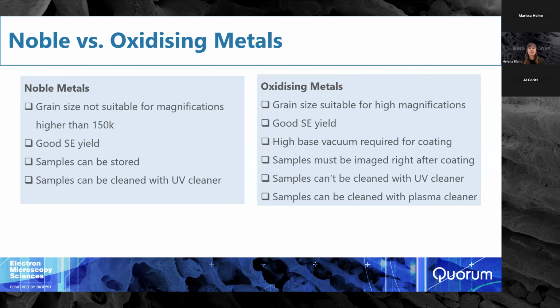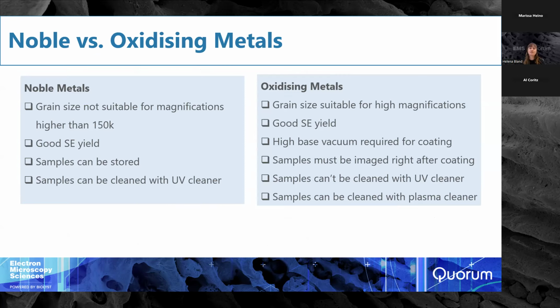We can then split those metals into two separate categories. We have our noble metals and our oxidizing metals. If you have a rotary pumped coater, you can only coat with noble metals and not with oxidizing metals. This is because if you have an oxidizing metal in a rotary pump coater, the vacuum is not going to be sufficient to prevent oxidation of that metal.